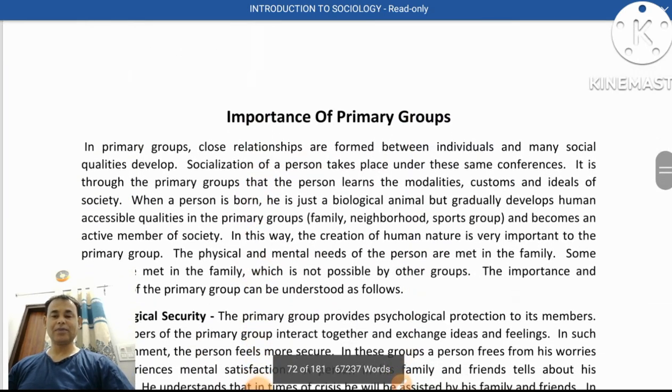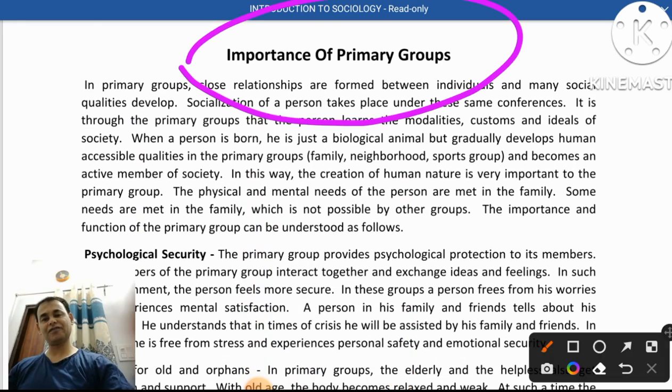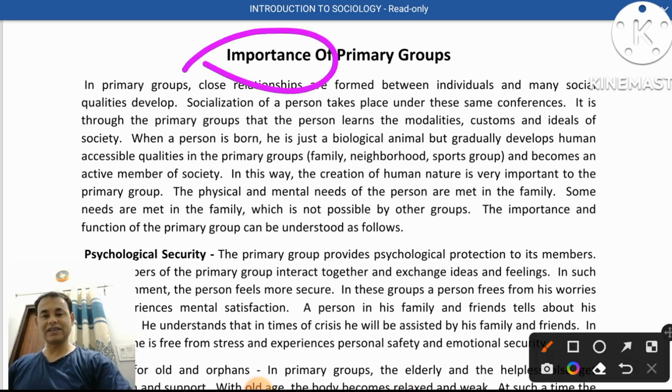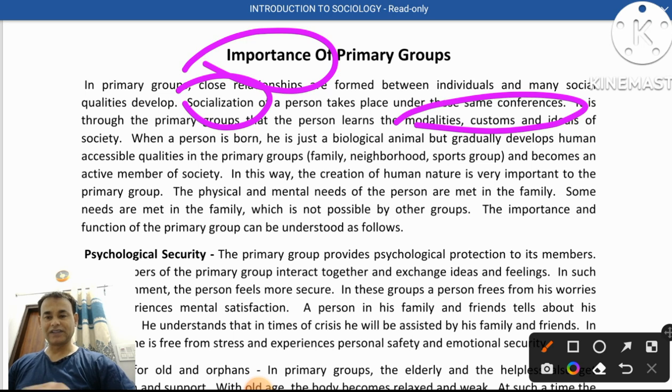Now, the importance of primary group. We will look at the heading of importance of primary group. In the primary group, close relationships are formed between individuals and many social qualities develop. Socialization of a person takes place through close relationships. It is through the primary group that the person learns the moralities, customs, and ideals of the society.